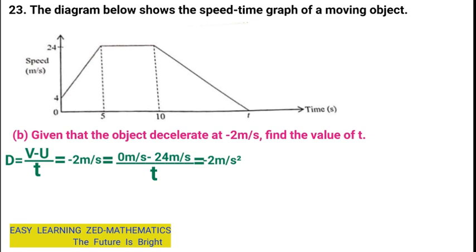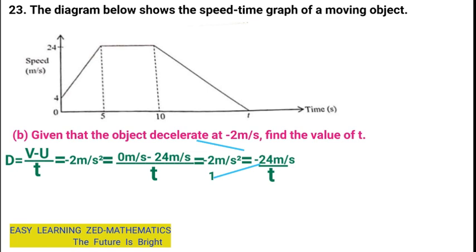is equal to 0 minus 24, which gives negative 24, divided by t, the time, because I'm not given the time. Then I'm going to do cross multiplication: multiply negative 2 meters per second squared by t, as well as negative 24 meters per second multiplied by 1.